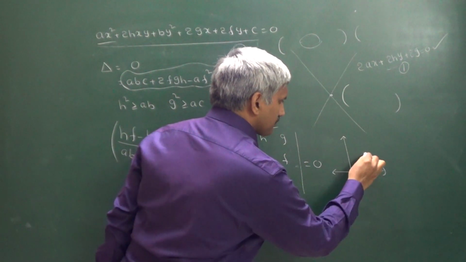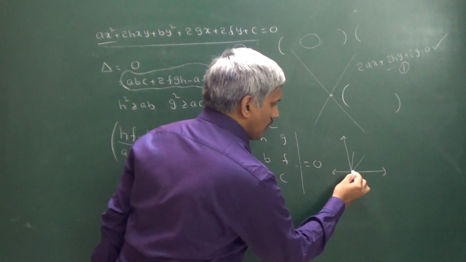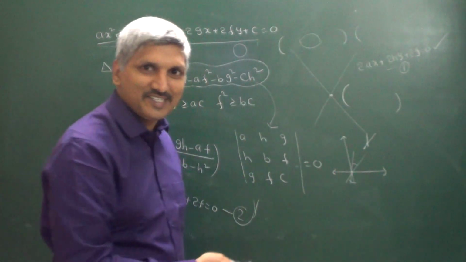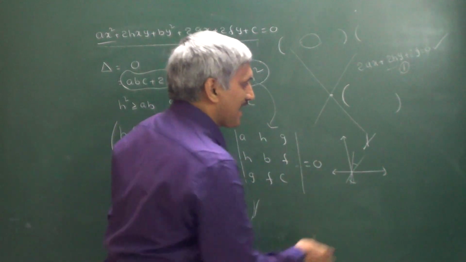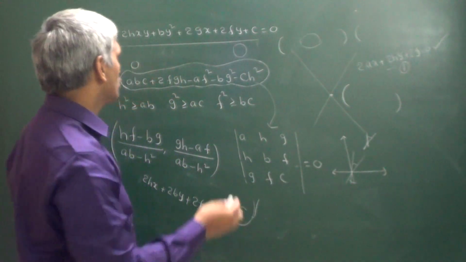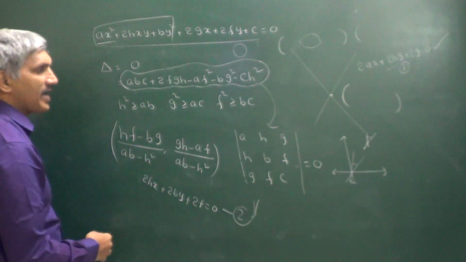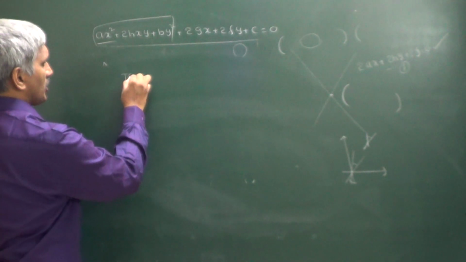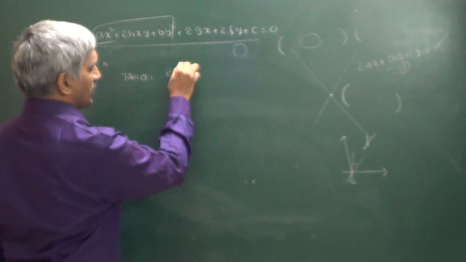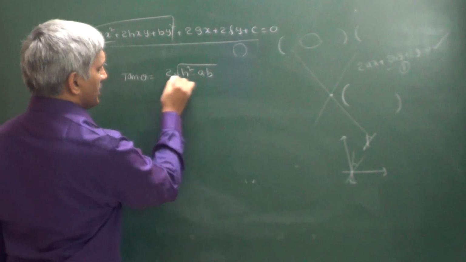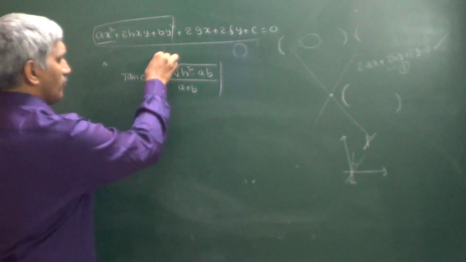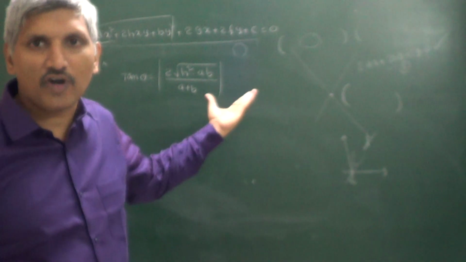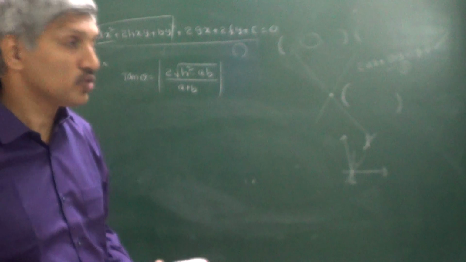Now my question: the same point is shifted to this side, so the angle between these two lines and the angle between these two lines is the same. What is the formula for finding the angle between a pair of straight lines? Tan theta is equal to 2 into square root of h square minus ab divided by a plus b. Earlier we discussed it for lines passing through the origin; the same formula applies now also.